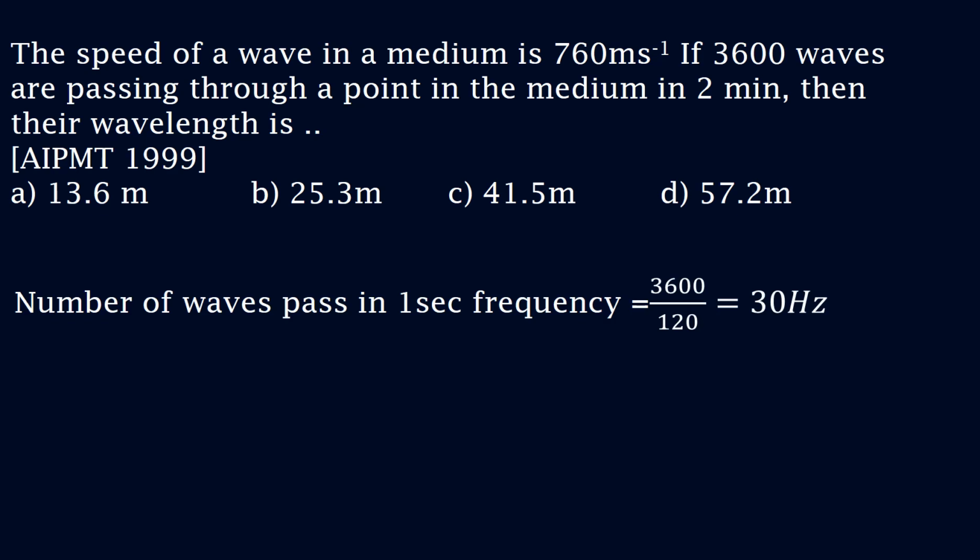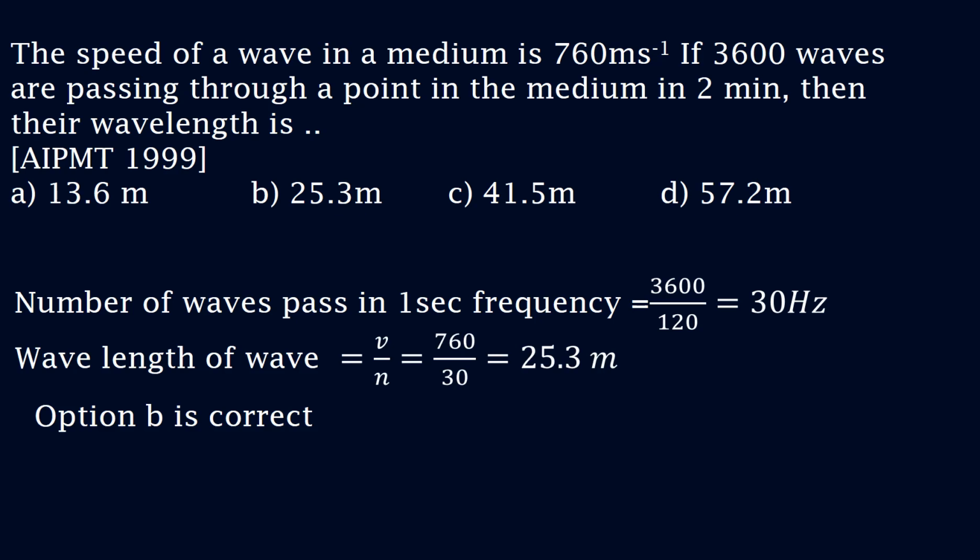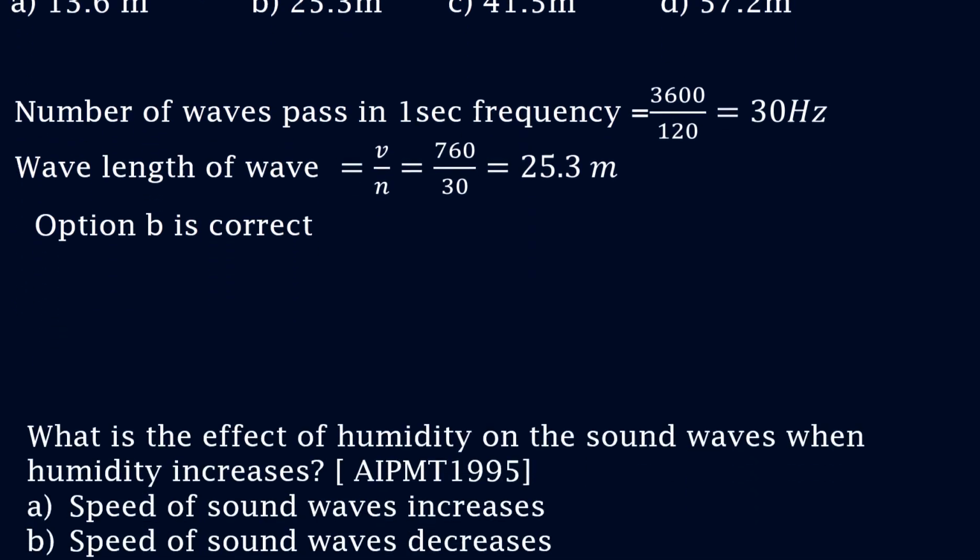Number of waves passes in 1 second, that is the frequency, is equal to 3600 divided by 120 is equal to 30 Hz. Wavelength of the wave is given as V upon n, that is velocity upon frequency. Substituting the value of V as 760 and n as 30 and simplifying it further, we get wavelength is equal to 25.3. Option B is correct.